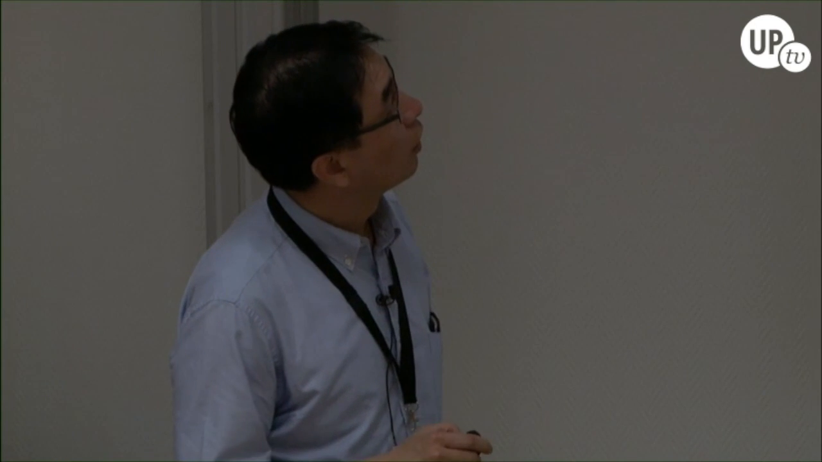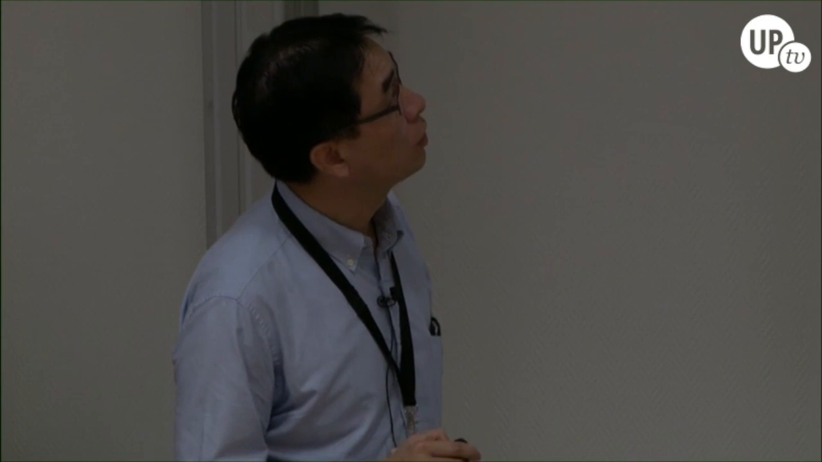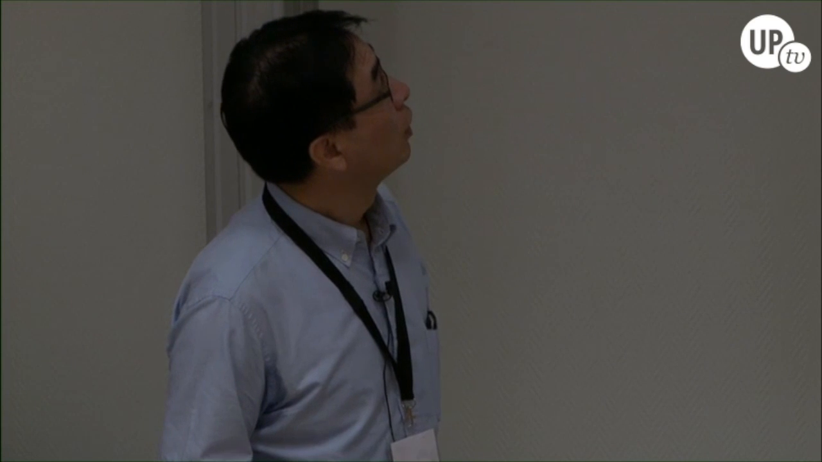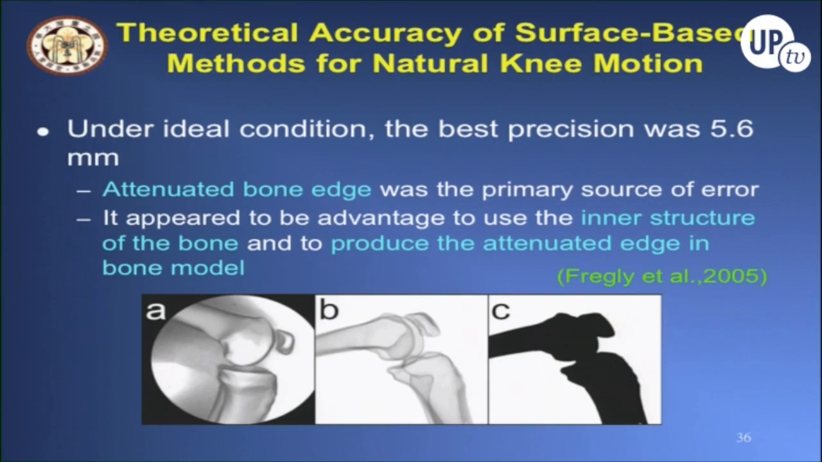So we were not happy with that. In a theoretical study on the accuracy of surface-based methods for natural knee joint motion, they realized that even under ideal conditions, the best precision was about 5.6 millimeters in translations. The reason being that the attenuated bone edge was the primary source of error, because bone attenuation edges are not like the metal prosthesis. So it appeared to be an advantage to use the inner structure of the bone to produce the attenuated edge in the bone model.